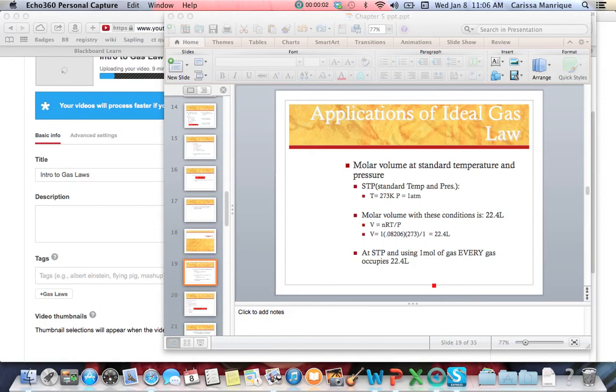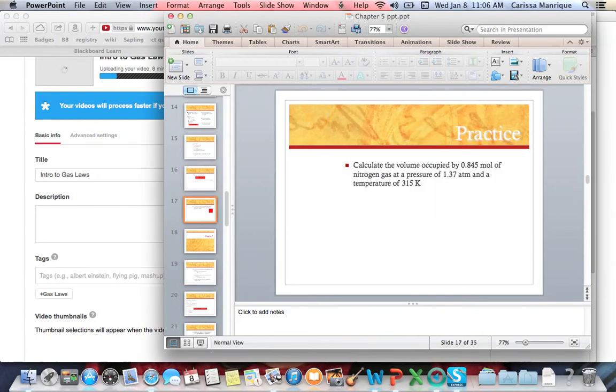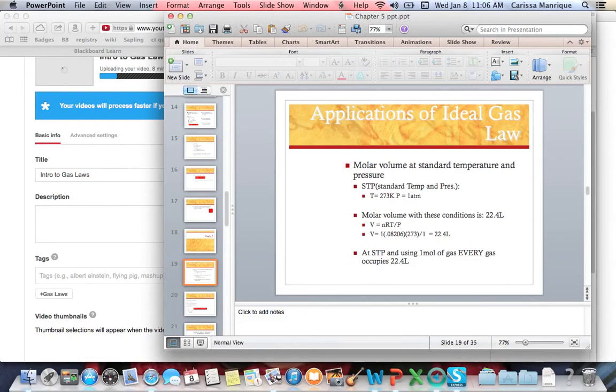Okay, now I want to do another example of partial pressures. Before I do that, I want to make sure you know a few things. First of all, STP stands for standard temperature and pressure. At standard temperature and pressure, temperature is 273 Kelvin and pressure is 1 atmosphere. If you see STP, they're just saying that it's at 273 Kelvin and 1 atmosphere.